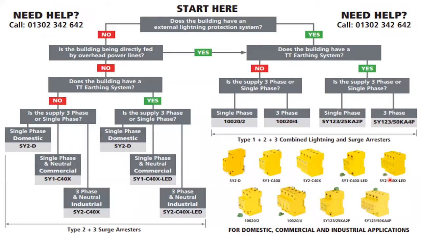So we do have a flow diagram to make this a little bit easier for you. You can go through your important questions and it will give you a part number at the end. So working out, do we need a type 1 device by asking if we've got a lightning protection system or overhead lines. We then have to consider the earthing system at the installation because that's extremely important with device selection. And then we go, is it single phase or 3 phase?